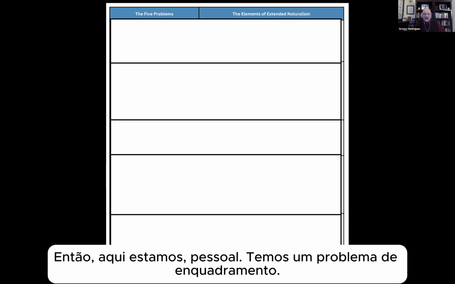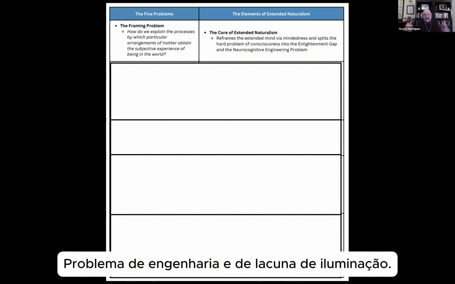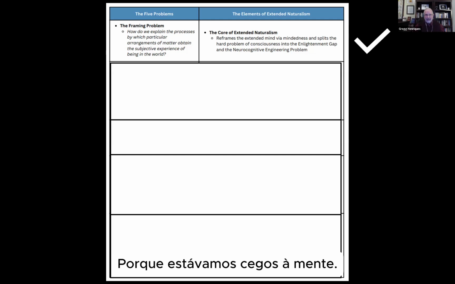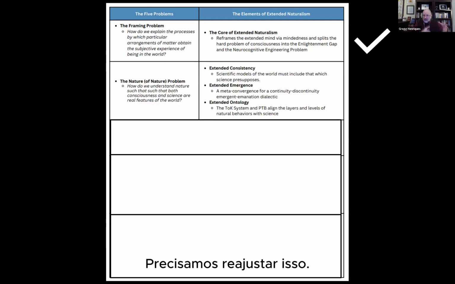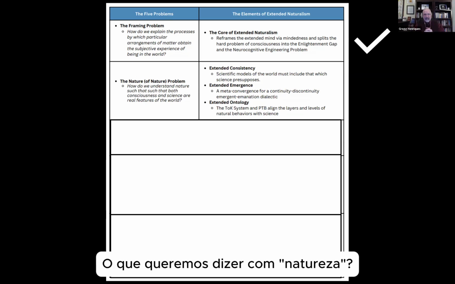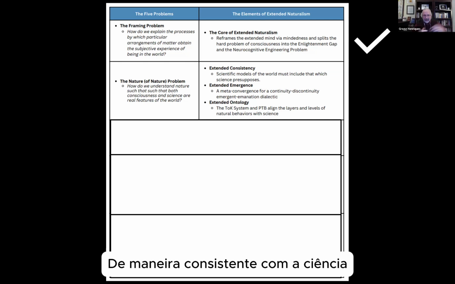So here we are, folks. There's a framing problem. It isn't just one problem. It's a neurocognitive engineering problem and an enlightenment gap problem. And secondarily, why has this been so hard to see? Because we've been mind blind. We've got to reshift. This fundamentally means the question about what we mean by nature, and how we model nature in a way that's consistent with science, has to be addressed.